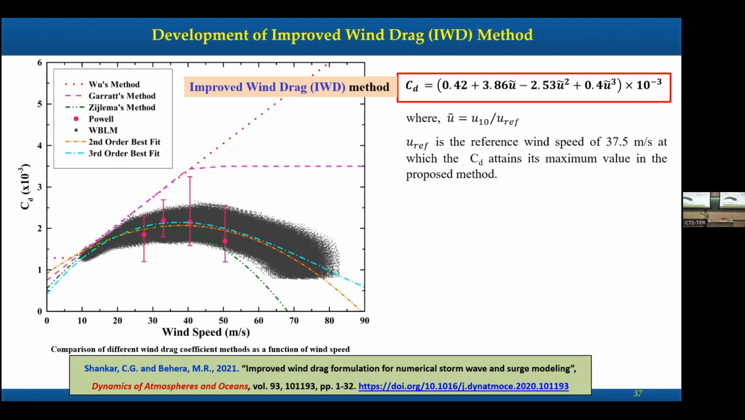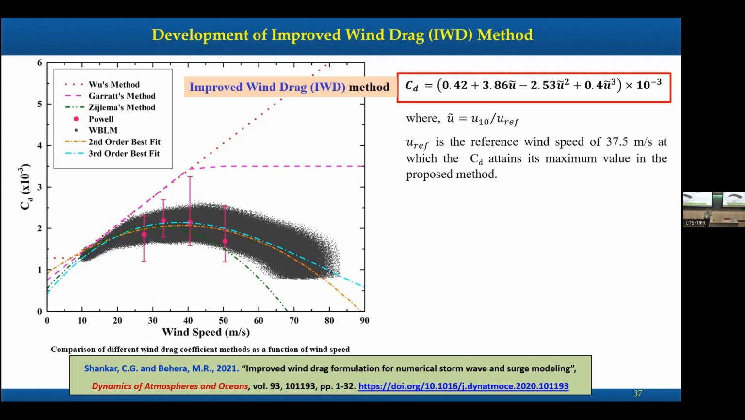And after modeling, we generated drag coefficients of almost the order of 100,000 data points. With that, we created a kind of polynomial fit, and we found that a third order polynomial fit fits well with this, and that is now developed here. And this model we implemented in the numerical models that we are using to predict the storm surge.